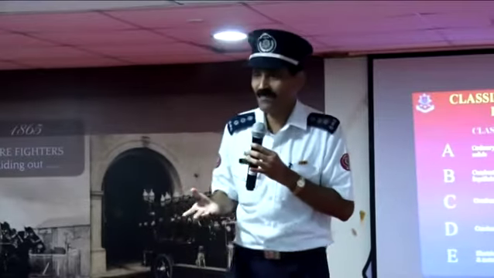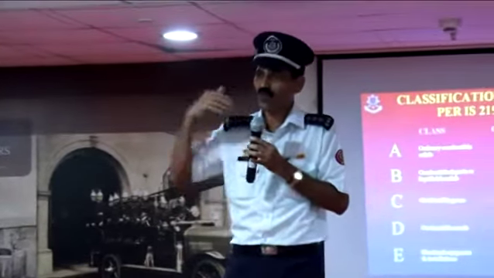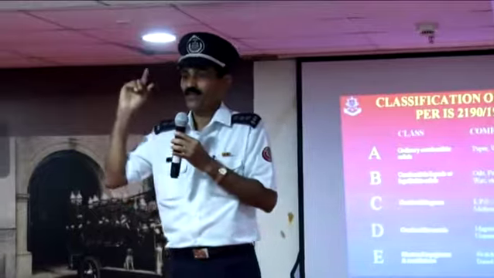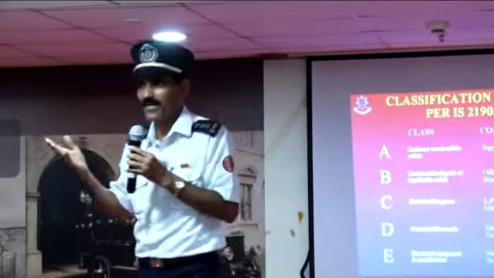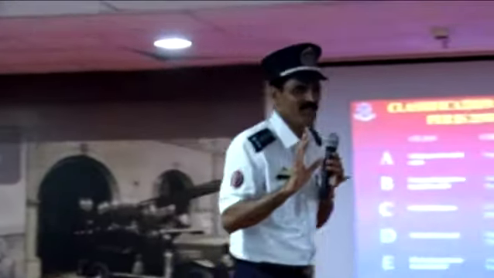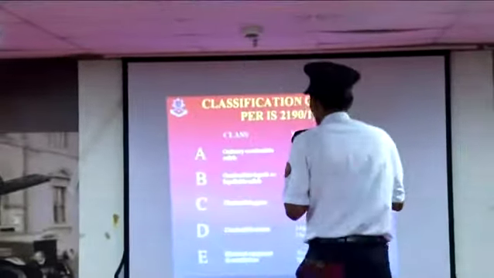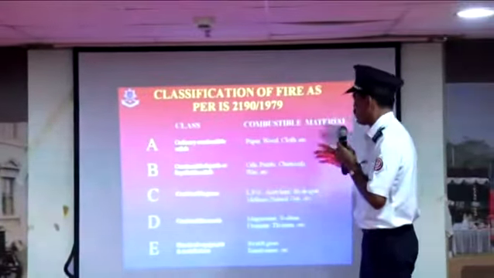After some time, that liquid also goes up. That means, what is the third one? First one solid, then liquid, then gases. So how to remember? A is solid, B is liquid, C is gas. In simple terms, okay. So ordinary combustible: paper, wood, cloth.